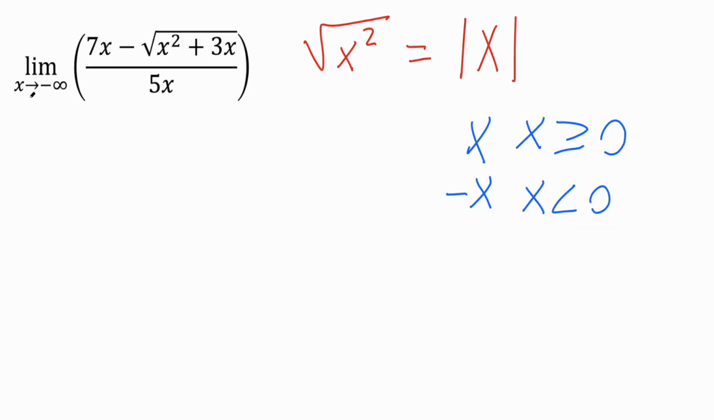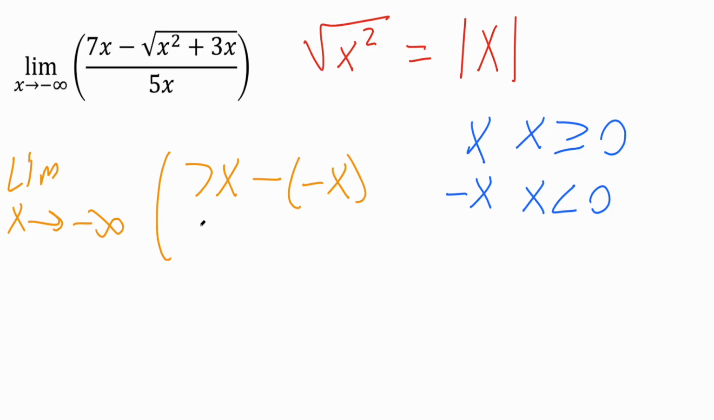Now with this problem, we're dealing with the limit as x approaches negative infinity. So when we see the square root of x squared, we're going to replace it with negative x. And you can ignore this 3x because the bigger one is x squared. So when we set this up, we're going to say the limit as x approaches negative infinity, we have 7x minus parentheses negative x divided by 5x. And let's close our parentheses.